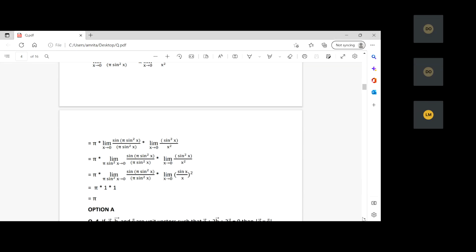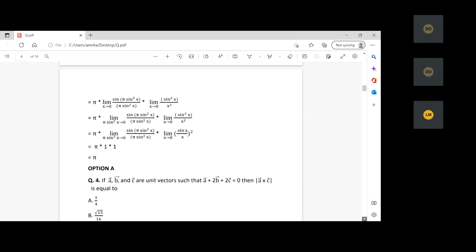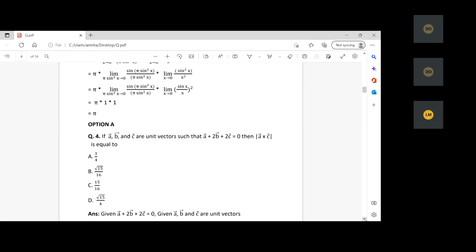As it's the initial class, we'll be discussing fewer questions, and maybe in the next class, we'll be discussing more of them. So this is the next question. It's also a very simple question. I hope the screen is visible.